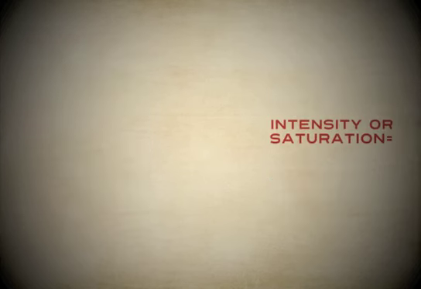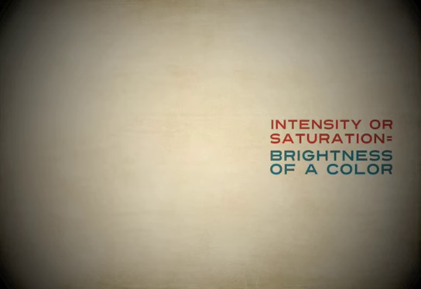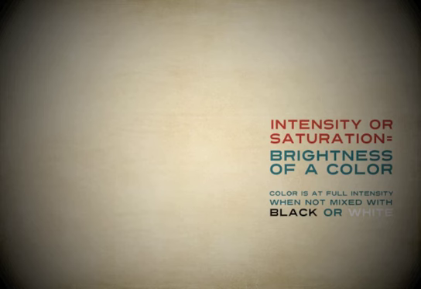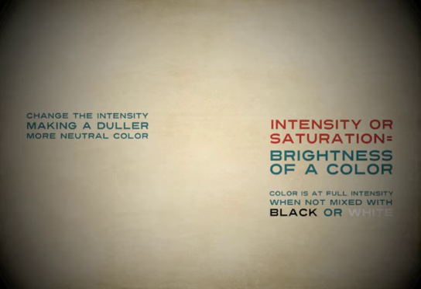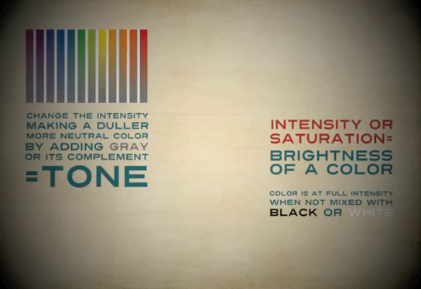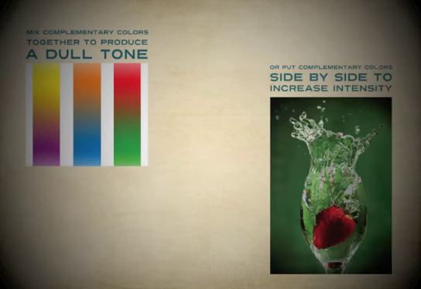Intensity, or saturation, refers to the brightness of a color. A color is at full intensity when not mixed with black or white, a pure hue. You can change the intensity of a color, making it duller or more neutral, by adding gray to the color. You can also change the intensity of a color by adding its complement. When changing colors this way, the color produced is called a tone. When you mix complementary colors together, you produce a dull tone. However, when you put complementary colors side by side, you increase their intensity.